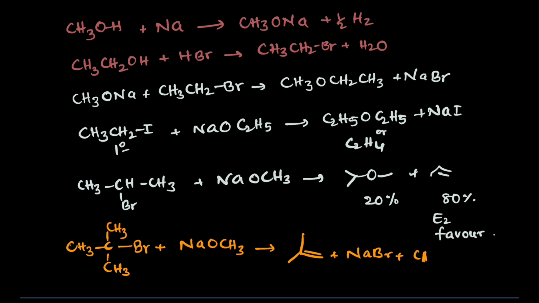That's why I'm writing only the elimination product, that is called 2-methylpropene. Next, for example, we have to prepare a tertiary group bonded ether. This is a tertiary butyl group bonded to oxygen, and the other side is a methyl. If you want this product, what type of alkyl halide and what type of sodium alkoxide do we have to use to prepare this one?